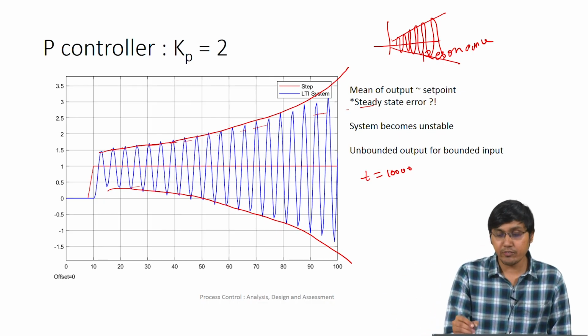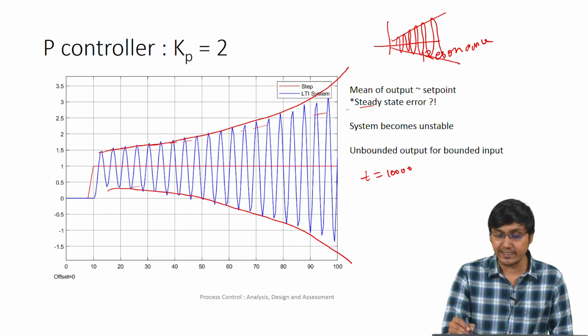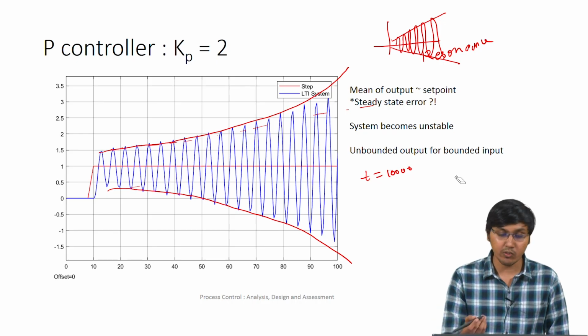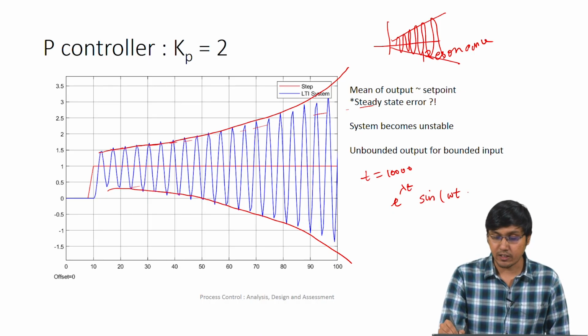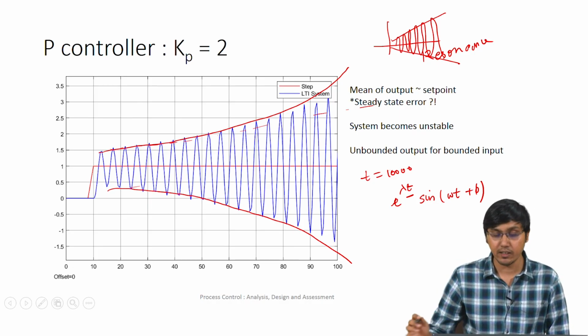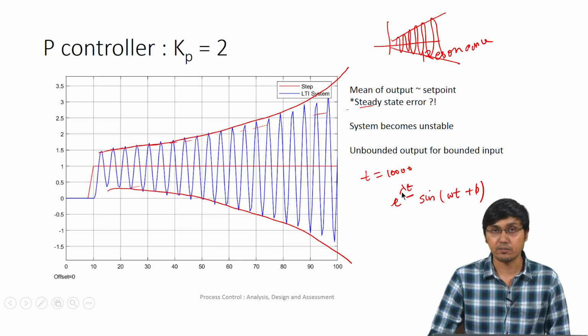If you look into the partial fraction way of analysis, basically what it means is we have introduced a pole on the right hand side of the S plane. From the partial fractions, we have introduced a term like e power lambda t into sine omega t plus some phi, and this lambda is a positive number. So the amplitude of the sine wave increases with respect to time. That is what we observed here.